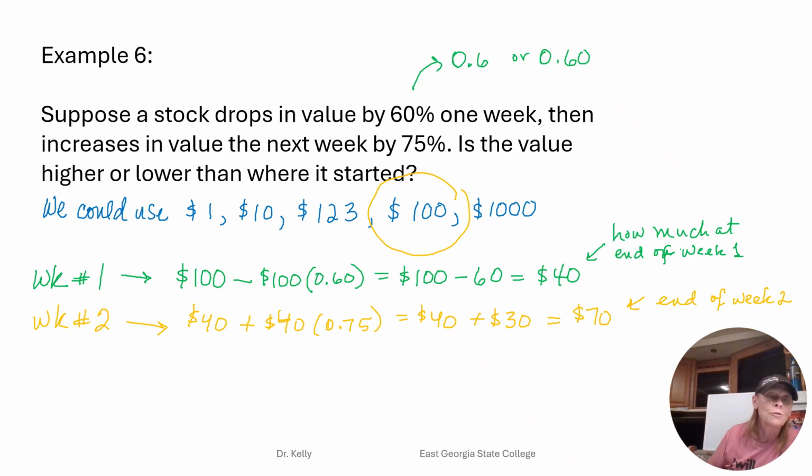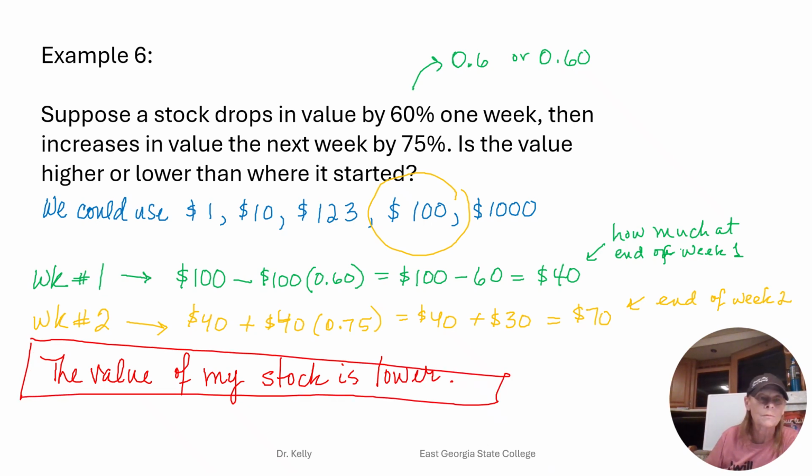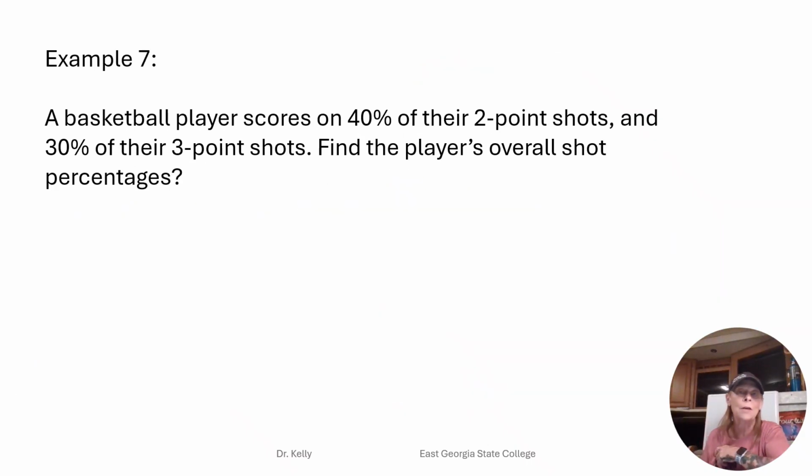So our solution here is the value of my stock is lower. All right. Oops. Kind of sloppy. That's okay. I like to square them up so when you ever look at this again, you can tell exactly where the answer was. Okay, let's look at another one here.